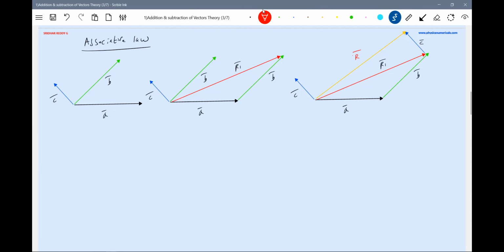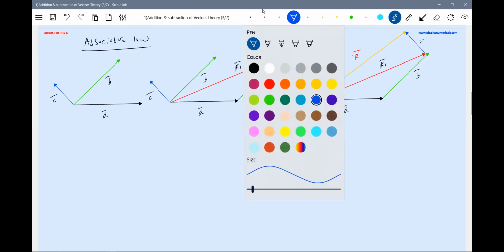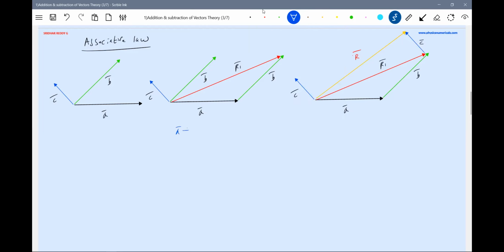So let's write all the things. Here a bar plus b bar minus r1 bar equal to 0. So therefore r1 bar equal to a bar plus b bar. Looking at this triangle, plus r1 bar plus c bar equal to minus r bar. Plus r1 bar plus c bar minus r bar equal to 0.